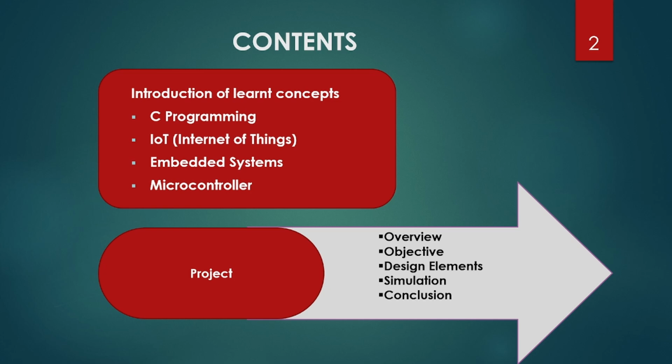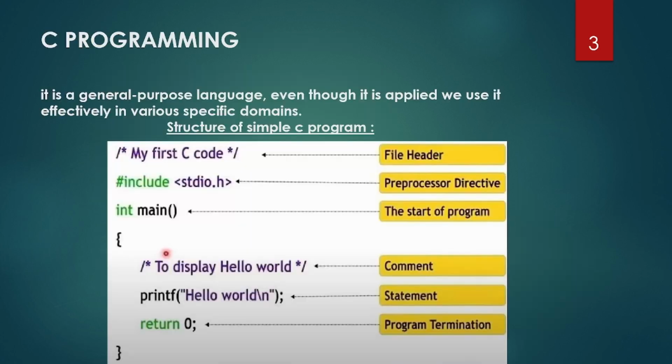So, these are the contents which were learned by us. They are C programming, IoT, embedded systems, and microcontroller. This is basically a 1 month internship, and we have made a project. And the major things that are going to be explained here are overview, objective, design elements, simulation, and conclusion.